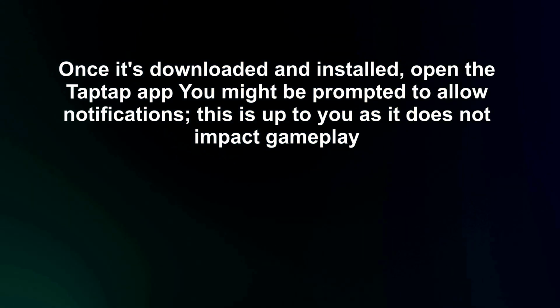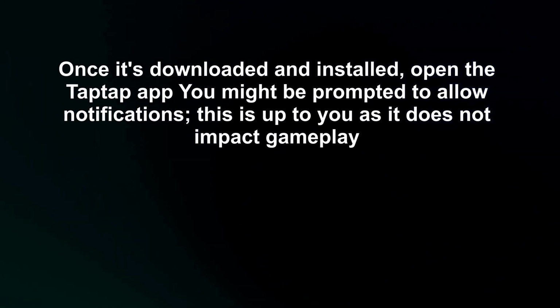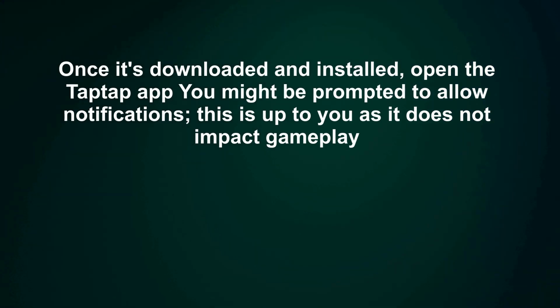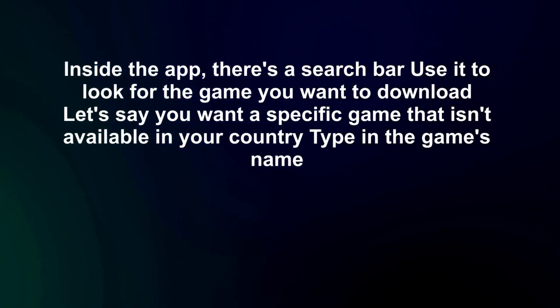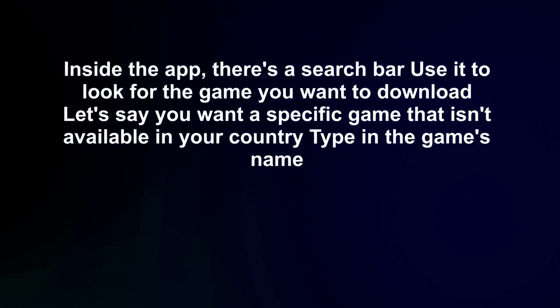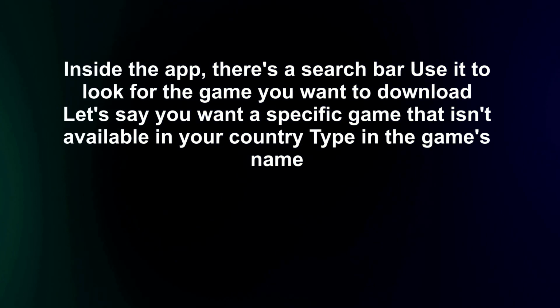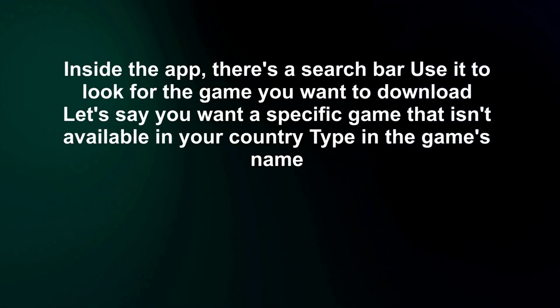You might be prompted to allow notifications. This is up to you as it does not impact gameplay. Inside the app, there's a search bar. Use it to look for the game you want to download. Let's say you want a specific game that isn't available in your country. Type in the game's name.